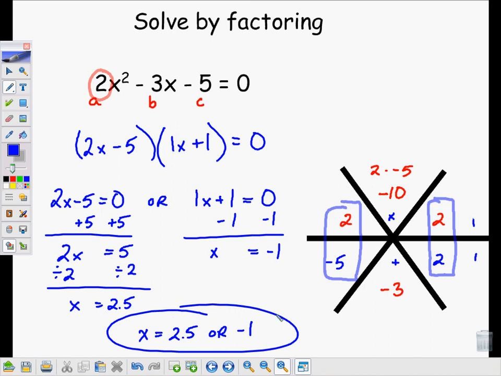Here we go. We have just solved this quadratic equation by factoring. This method works really well as long as I can factor it with integers. I hope that helps. Good luck.